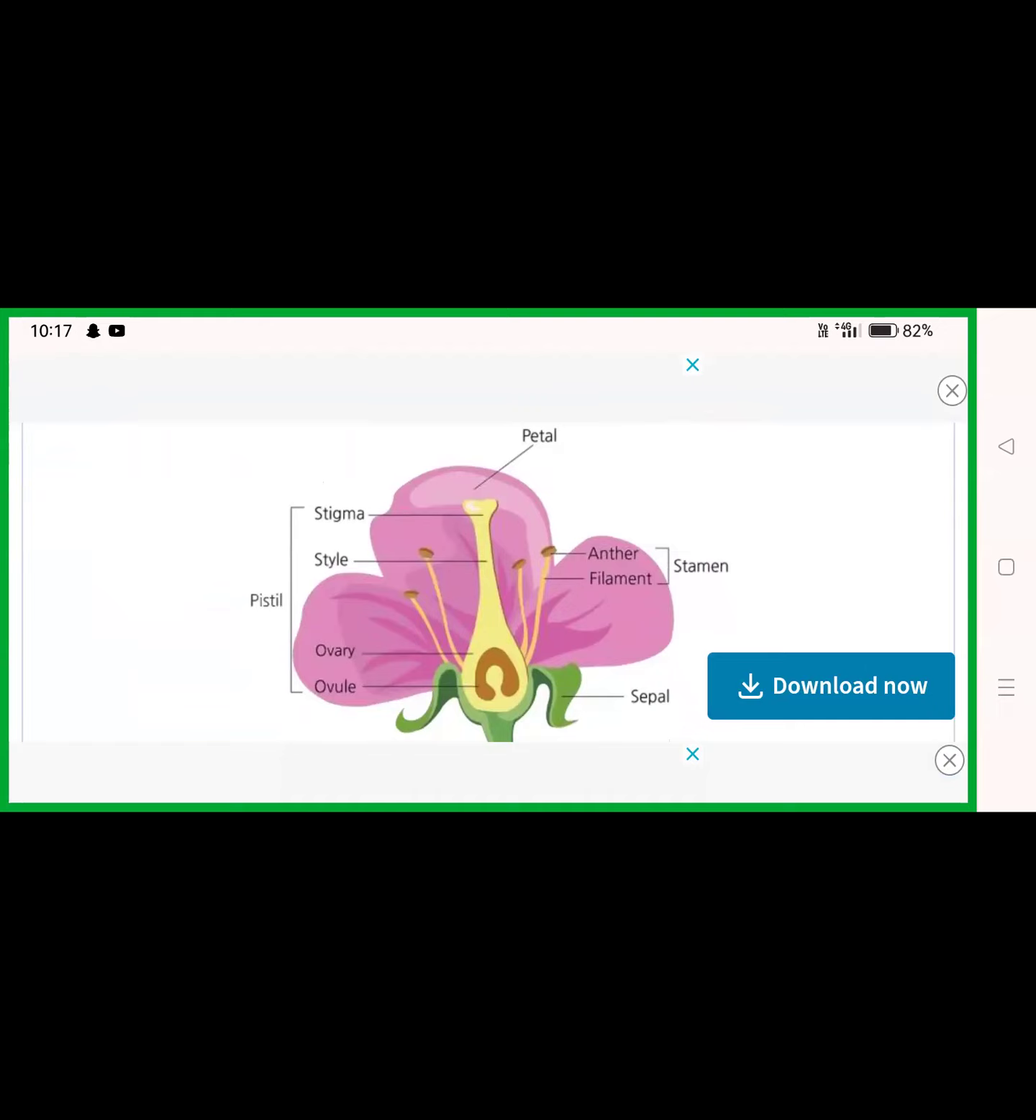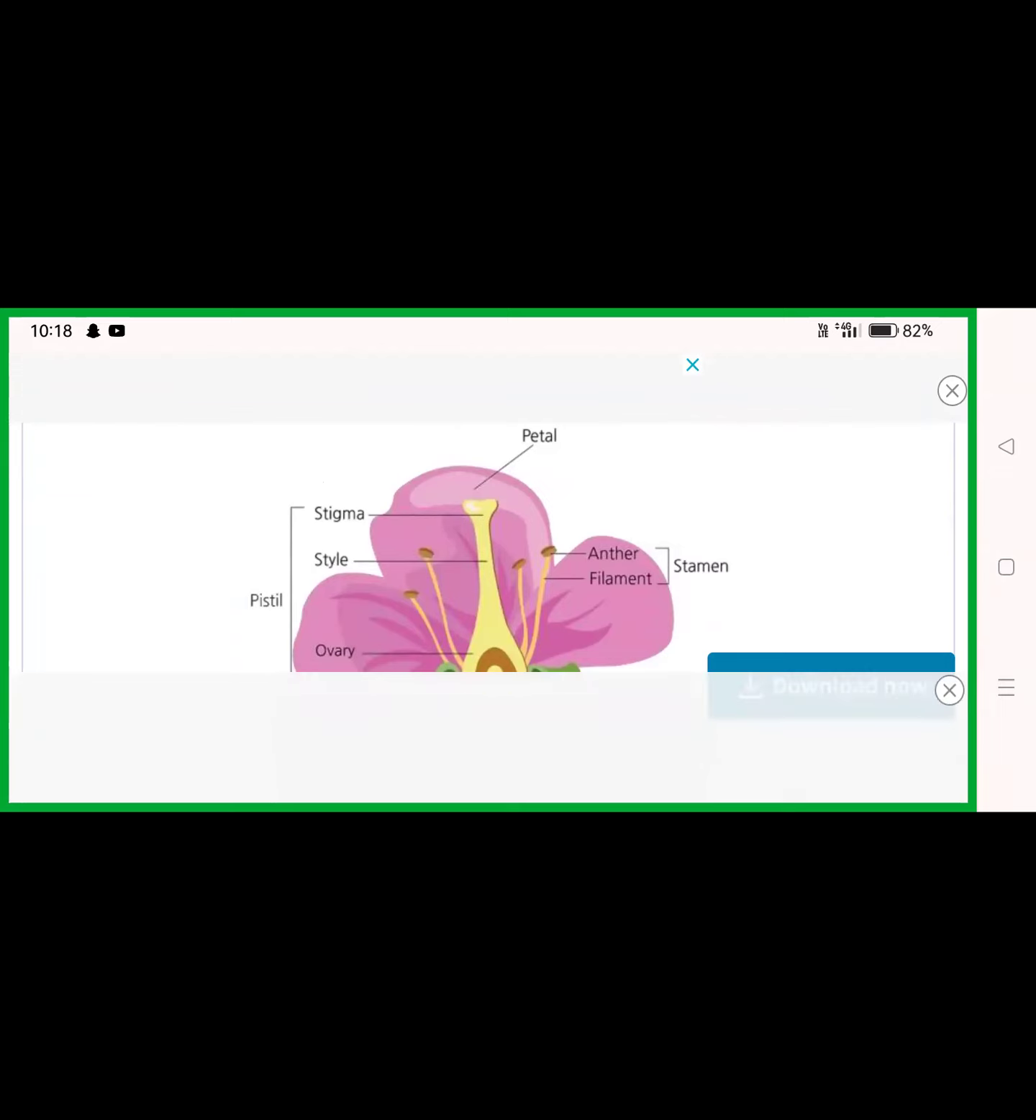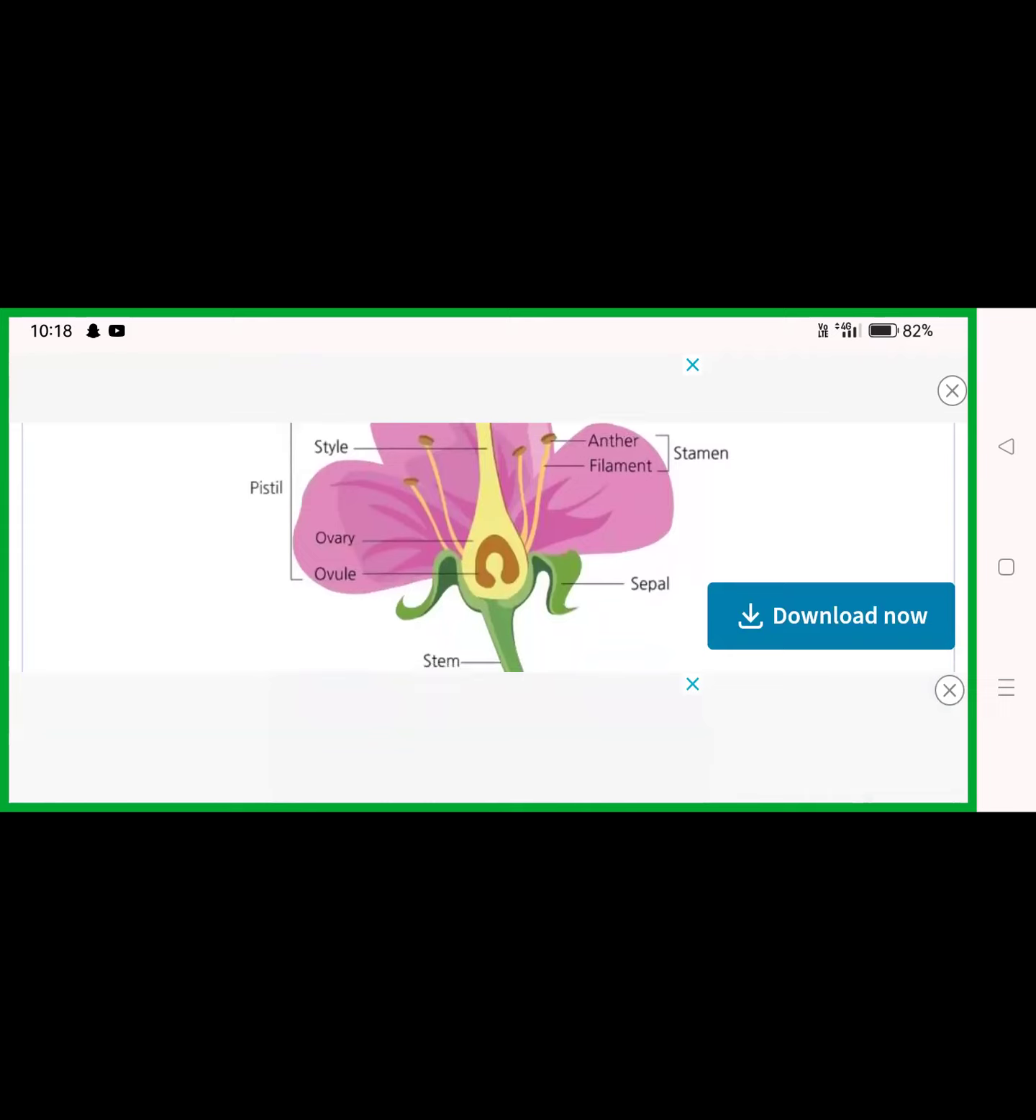See here in this diagram, please. This is the outermost whorl of a complete flower. Its individual member is called sepal. The sepals are generally green in color and are more or less foliaceous in texture. Calyx protects the other floral parts in the bud condition. Okay, so this is the calyx.